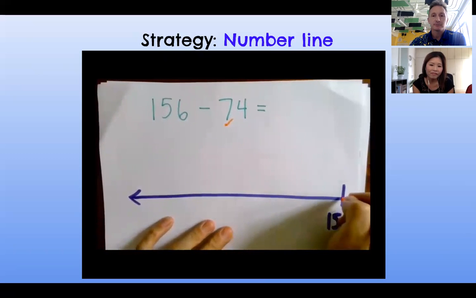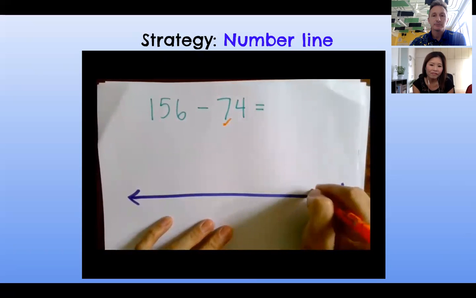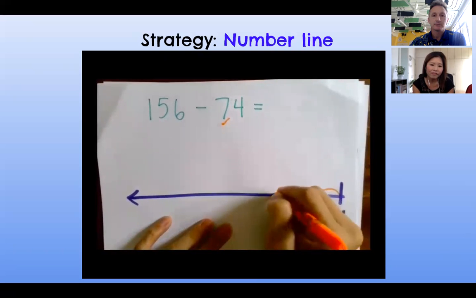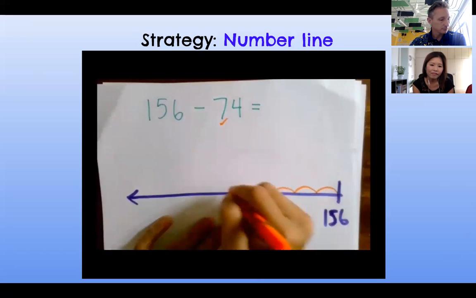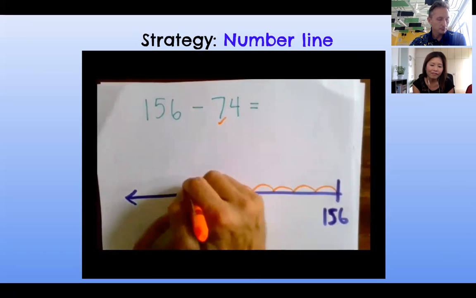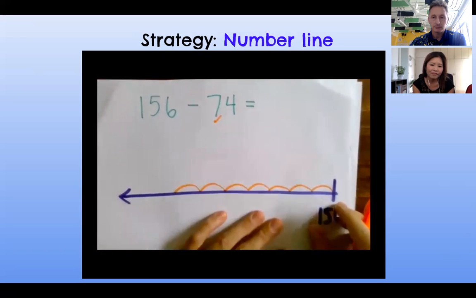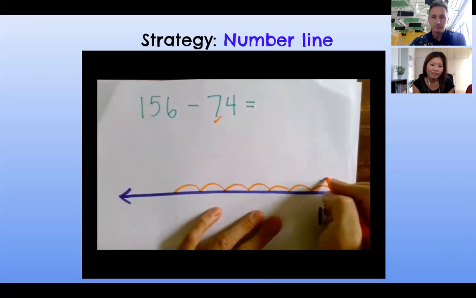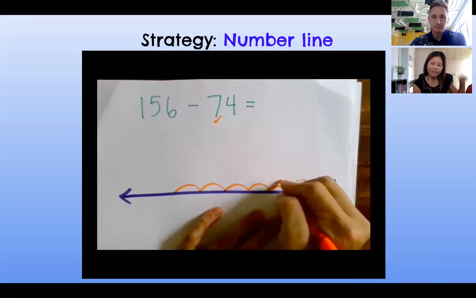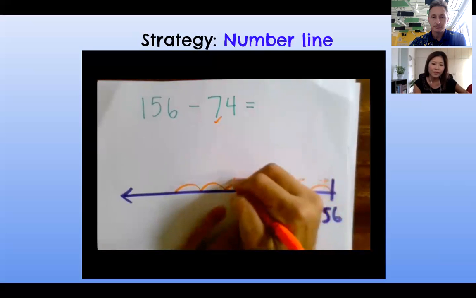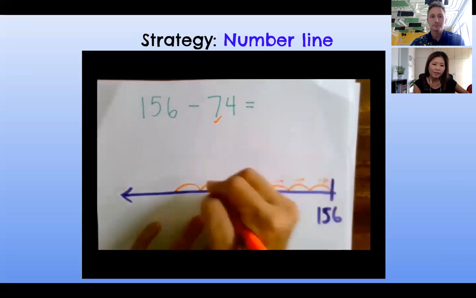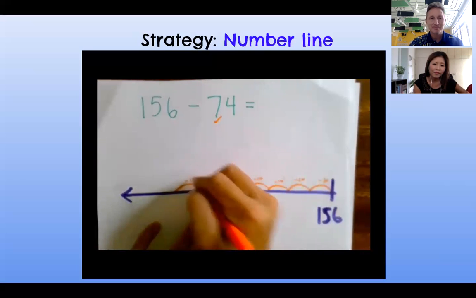So let's just count, let's say 10, 20, 30, 40, 50, 60, and 70. And each of those jumps, remember, are 10. So I'm going to say it's minus 10, minus 10, minus 10, minus 10, minus 10, minus 10, minus 10.